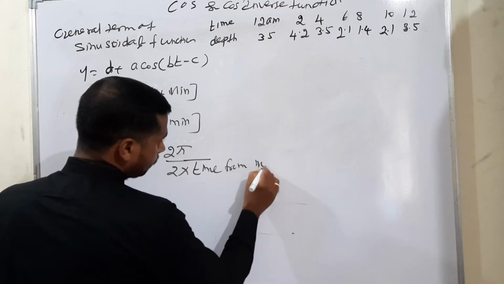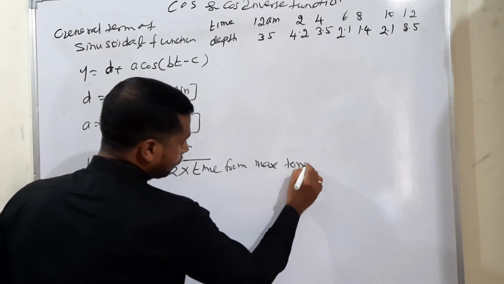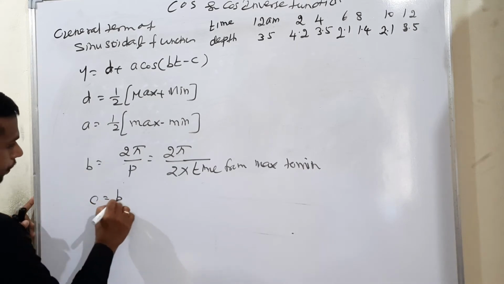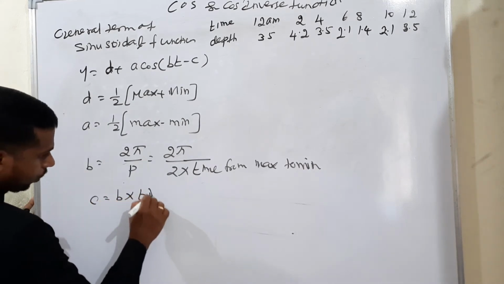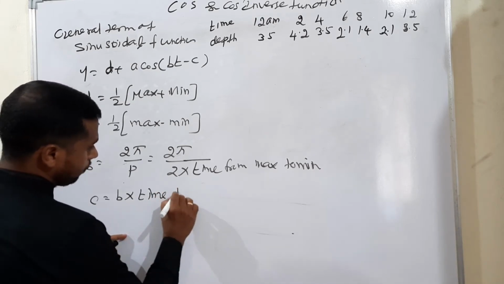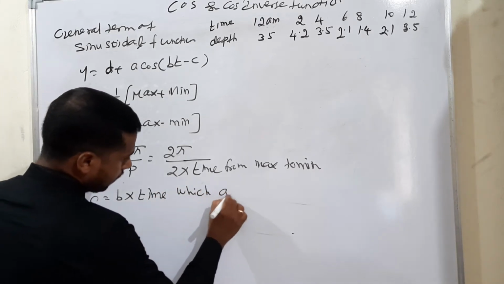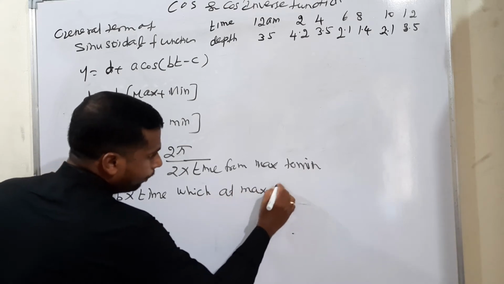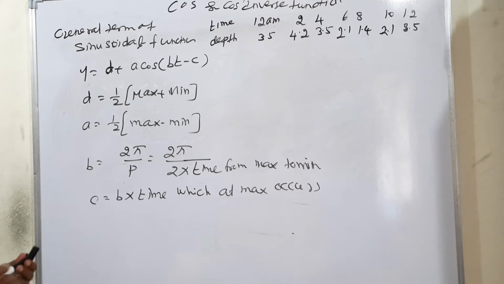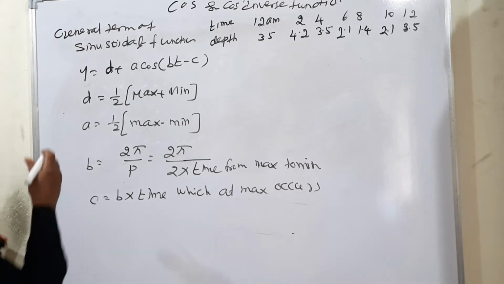So time from maximum to minimum. Then C means B into T, the time at which the maximum occurs. Okay, now one by one we have to find out first.